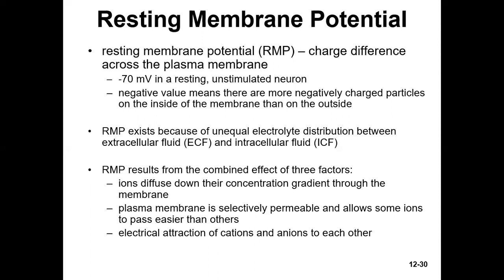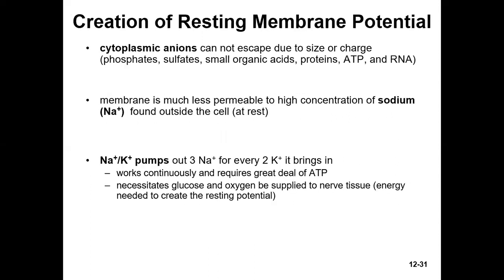The resting membrane potential will result from the combined effect of 3 factors: ions that diffuse down their gradient, the plasma membrane being selectively permeable, and then the electrical attraction of cations and anions to each other. So when one thing moves, something else wants to move right along with it. Cytoplasmic anions cannot escape, maybe due to the size or charge. So that might be RNA or ATP or proteins.